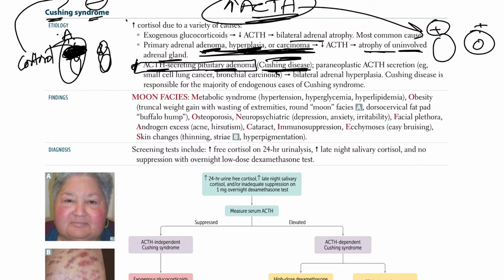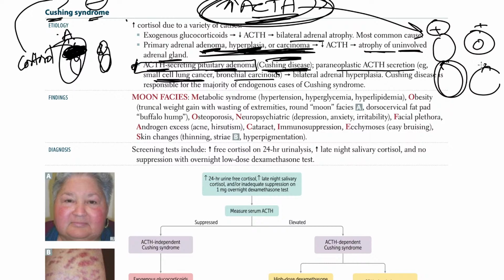Okay. Or you could also have, for example, paraneoplastic ACTH secretion, example in small cell cancer or bronchial carcinoids. They will be secreting the paraneoplastic ACTH, which again, both of these are going to cause increase in ACTH essentially, which is going to cause bilateral adrenal hyperplasia, simple, right? And the Cushing disease is responsible for the majority of endogenous cases of Cushing syndrome. They're saying this guy, ACTH coming from the top, is the main culprit causing Cushing syndrome.